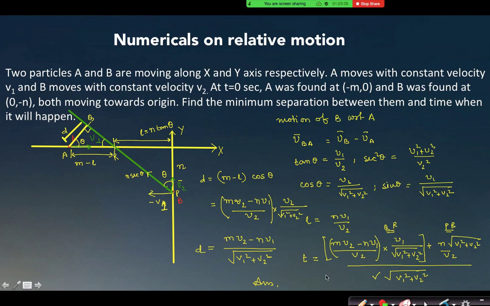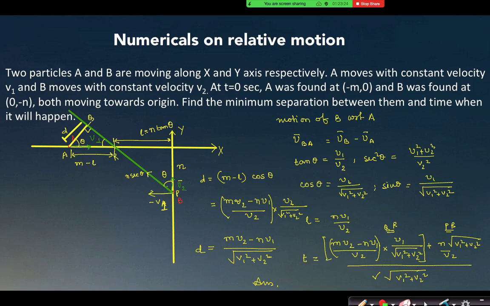Okay, thank you, sir. All right. Sir, yes. Sir, here you are assuming that m is greater than n. Can it be that n is greater than m? Yes, it can be, no problem.